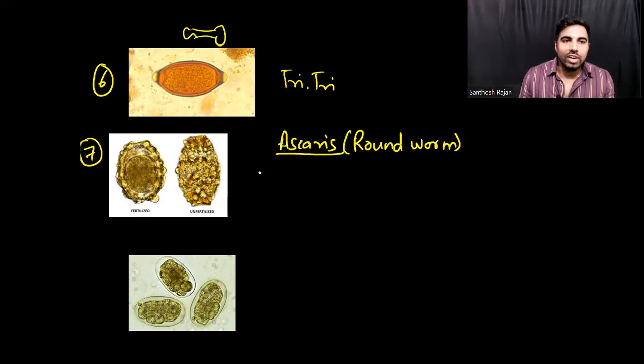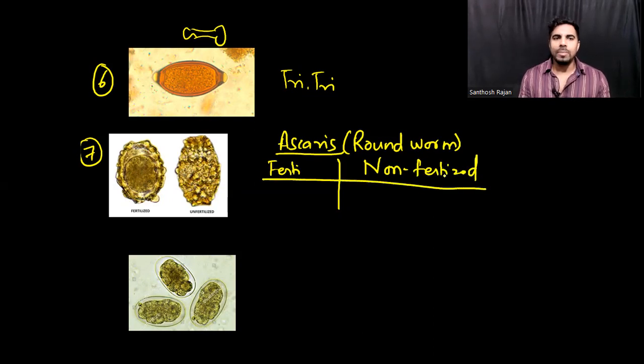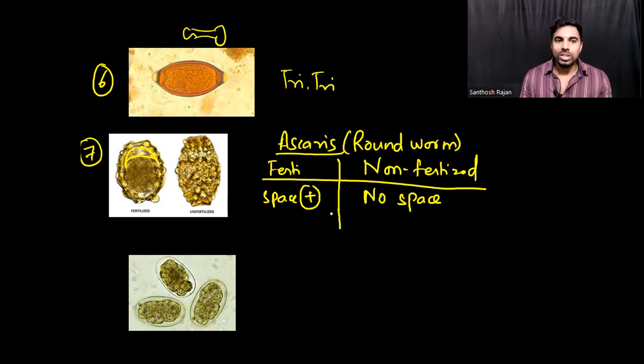So you have a fertilized egg or an unfertilized egg. Either it is fertilized or it is not fertilized, right? There's only one main difference between the two. In the fertilized egg, there is a crescentic space. If the space is there, it is fertilized. If non-fertilized, there is no space. Everything is no here.